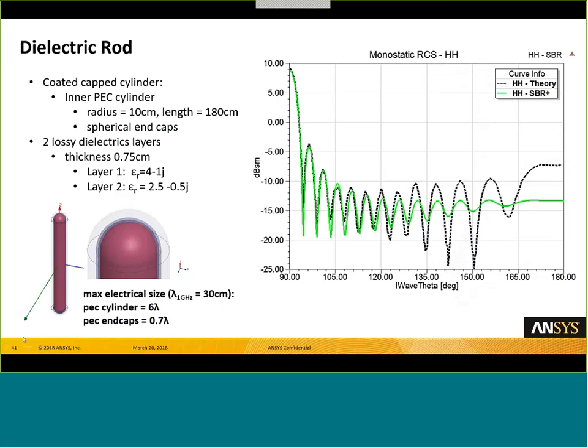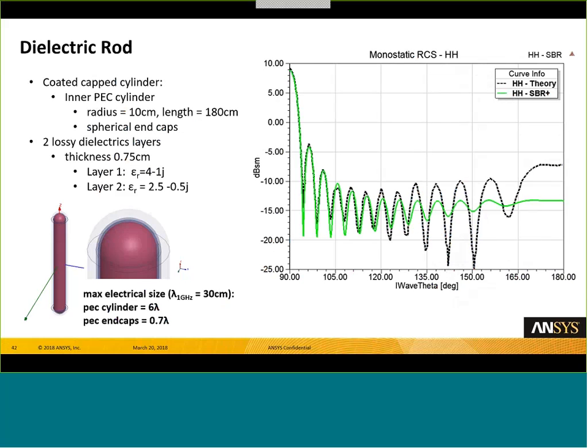And finally, we'd like to end on an example with geometry that has dielectric loss. So in this example, we've got a target that's a simple metallic rod, and it's about 6 wavelengths long with lossy dielectric layers applied. So at theta equals 90 degrees, the long side of that cylinder is illuminated, and you see perfect agreement with the theoretical prediction.